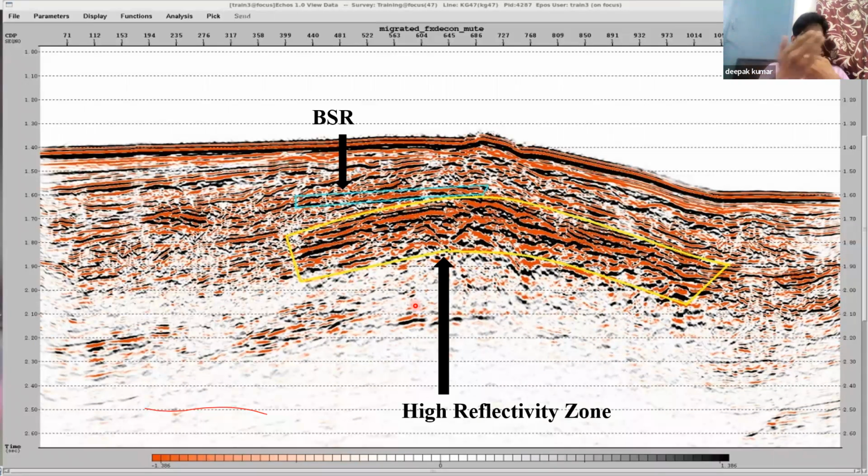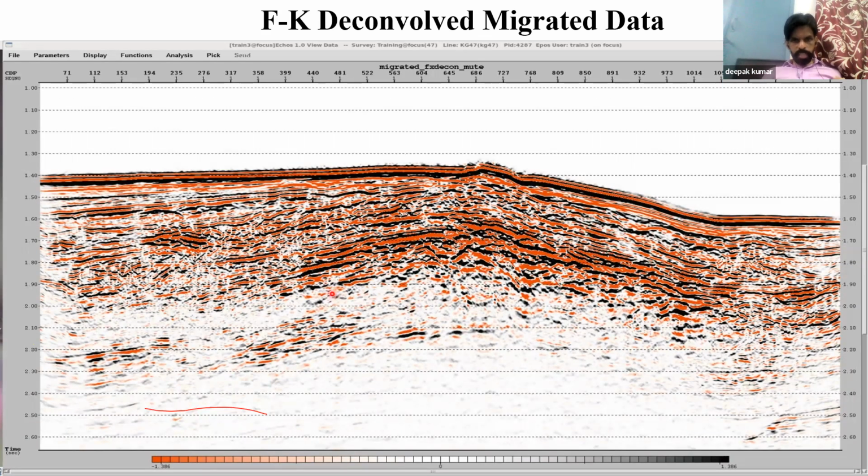And now, how to identify the gas? In this stack section, we see higher reflectivity happening here. That means this is the area of natural gas. And this is my ocean bottom, or ocean surface, and we see a similar kind of trend followed here.